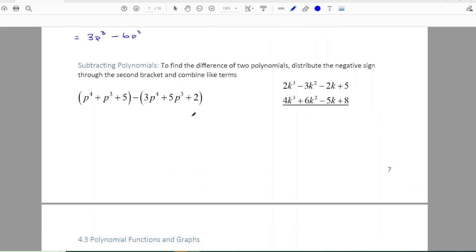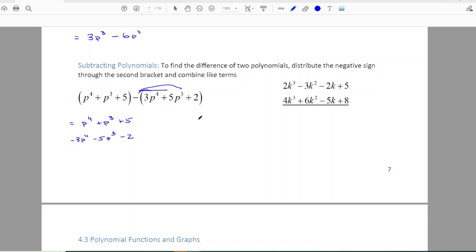Same thing with subtraction. So if I go to look at this one, the first bracket's not going to change. I have p to the 4 plus p cubed plus 5. Now I'm going to distribute this minus sign through the second bracket. You could keep writing it linearly, or I could stack it, right? If you like how that last one was done, you could then go, this is minus 3p to the 4, minus 5p cubed minus 2.